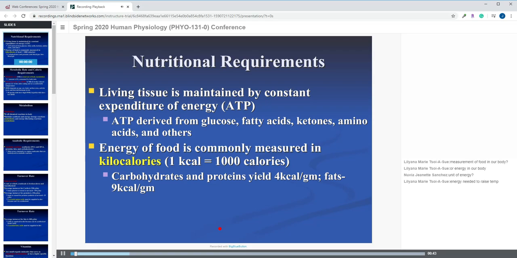So the carbohydrates and proteins that are present in the food when we consume will yield 4 kilocalories per gram, whereas the fats, they will yield 9 kilocalories per gram.